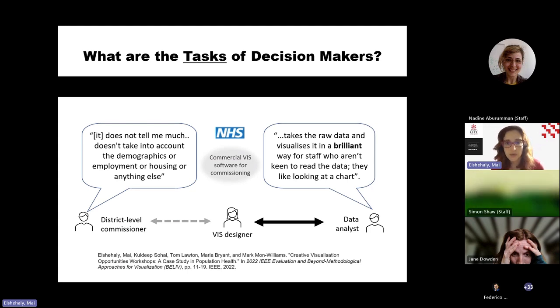The data analyst side of the story was very positive, again reflecting the fact that creators of visualization software have these people in mind when they design the software. So you can see that the data analyst was really excited, using words such as brilliant to describe that particular piece of software.